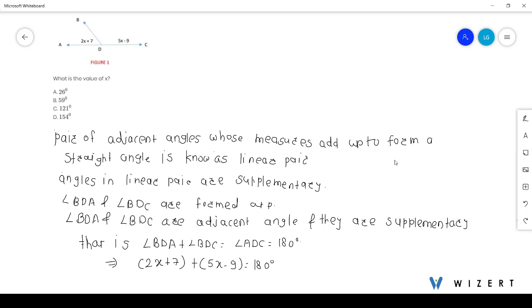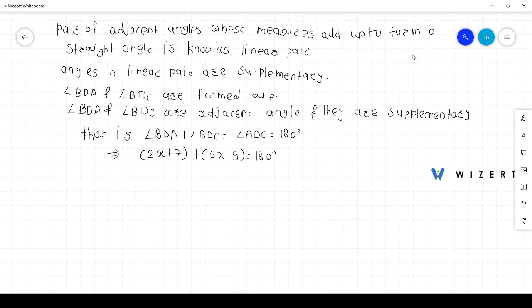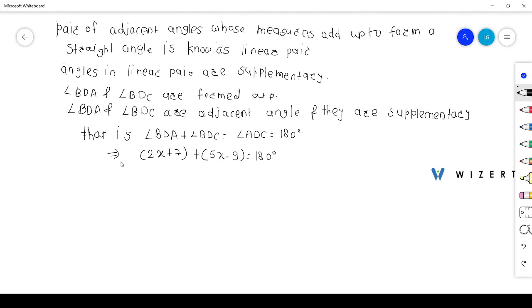Now solving this, here 2x plus 5x is 7x, so it will be 7x minus 2 equals 180 degrees. Now add 2 to both sides, we get 7x equals 182 degrees. Divide both sides by 7, we get x equals 182 by 7, which means 26 degrees.